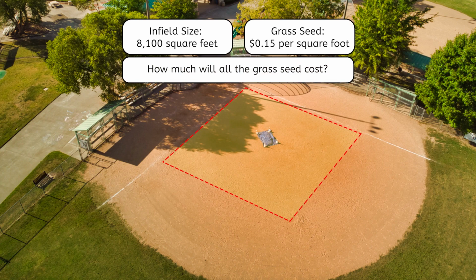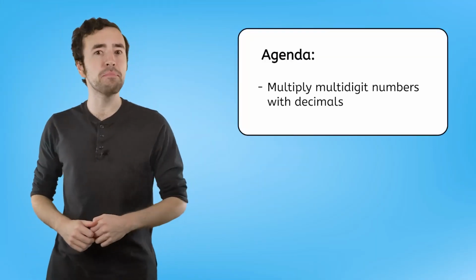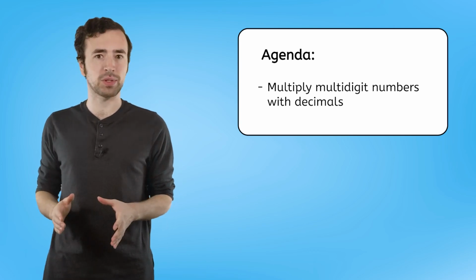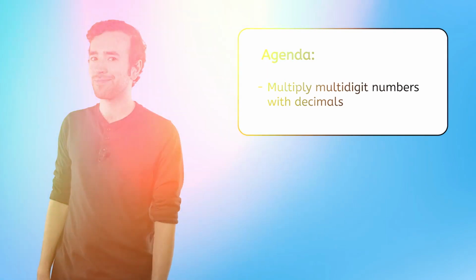So how might we figure out how much all this grass seed is going to cost? Pause the video here while you jot down your thoughts in your guided notes. I think we'll need to refresh our multiplying decimals skills. By the end of this lesson, you'll be able to multiply multi-digit numbers with decimals. Let's hit the practice field and help out Mia and her team.